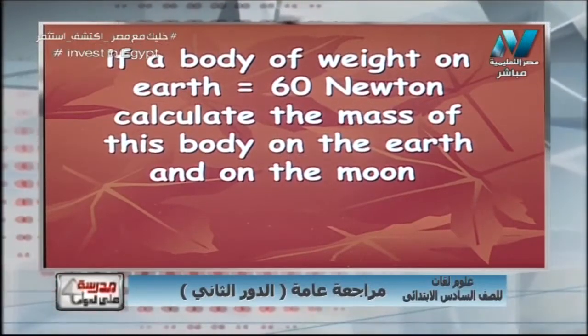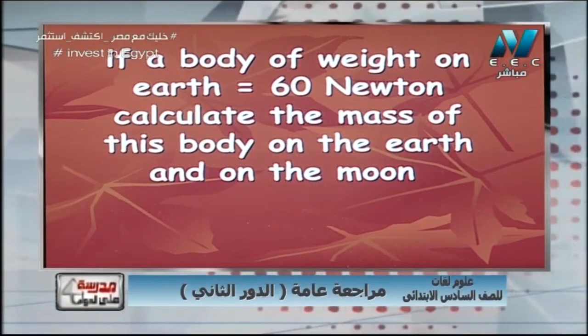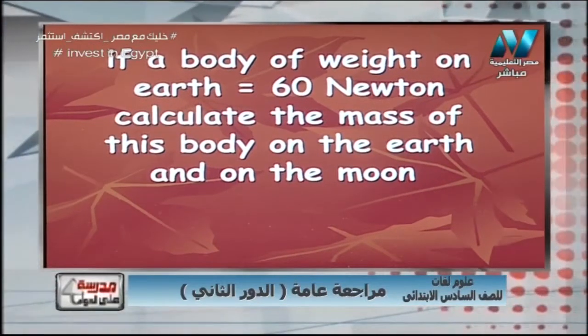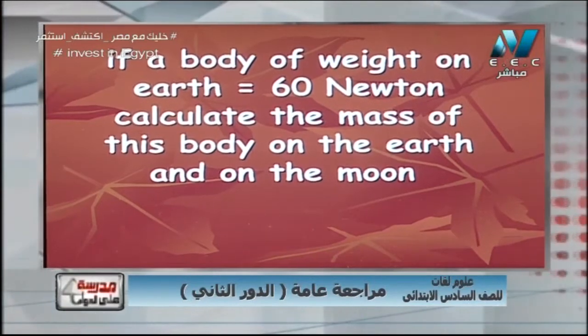The problem says if a body weight on earth equal 60 newton, calculate the mass of the body on the earth and on the moon. Here is a problem with a trick, a small trick we should watch out for carefully. Please concentrate. At first what can I do?